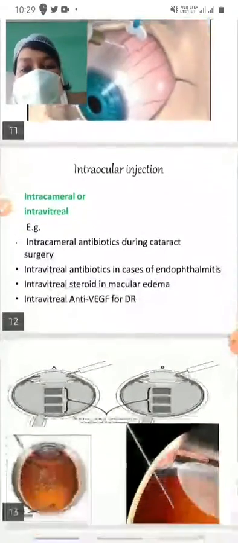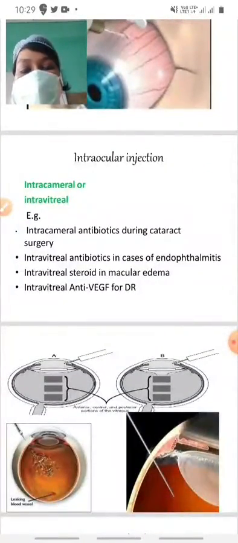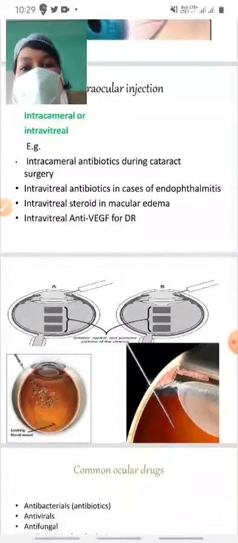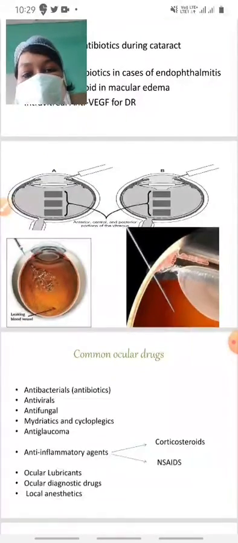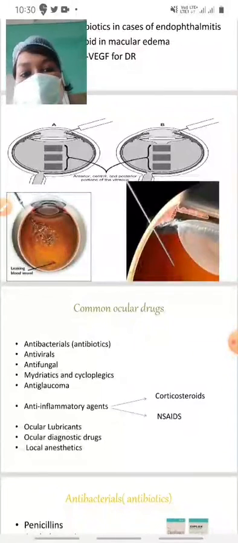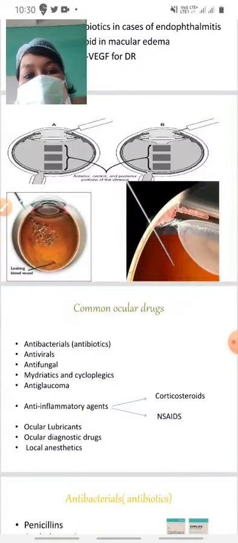Next is the intraocular injection. First is the intracameral route, which is given during cataract surgery. Intravitreal antibiotics are given in cases of endophthalmitis, steroid is given in cases of macular edema, and for diabetic retinopathy we can give anti-VEGF injections intravitreally. Here in this diagram we can see that the needle is directly reaching the vitreous cavity.